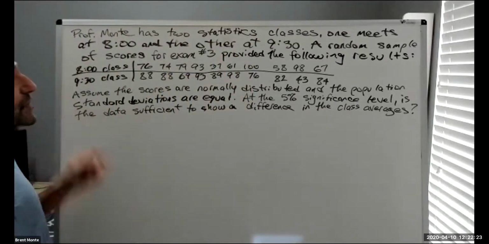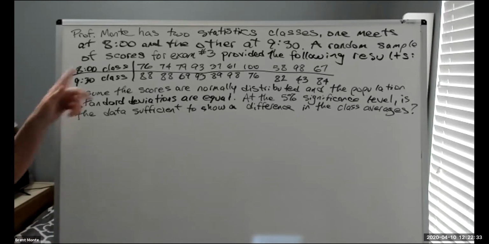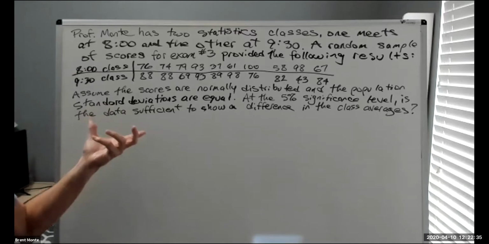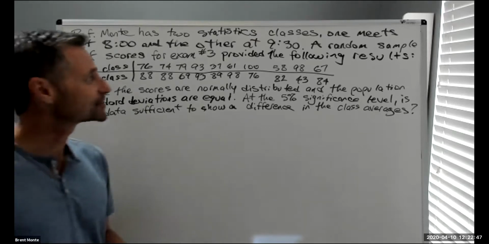Professor Monty has two statistics classes. One meets at 8 o'clock and the other at 9:30. A random sample of scores for exam number 3 provided the following results. The 8 o'clock class, 9:30 class, and we have a sample size of 10 from each class. Assume the scores are normally distributed and the population standard deviations are equal. At the 5% significance level, is the data sufficient to show a difference in the class averages?